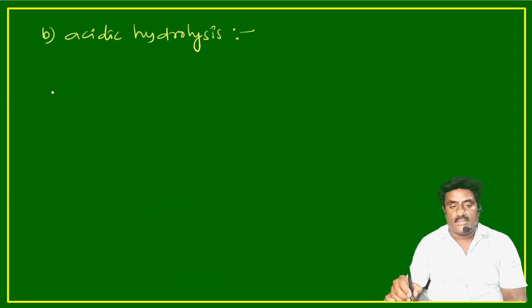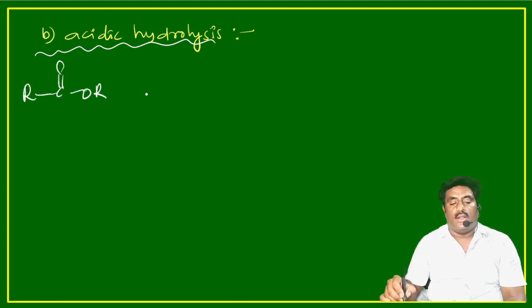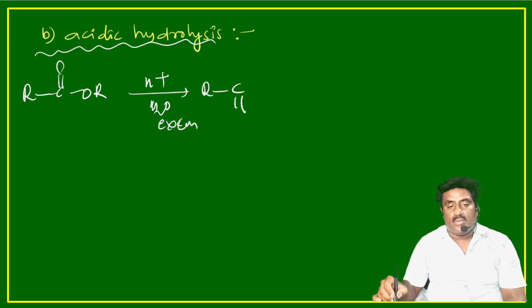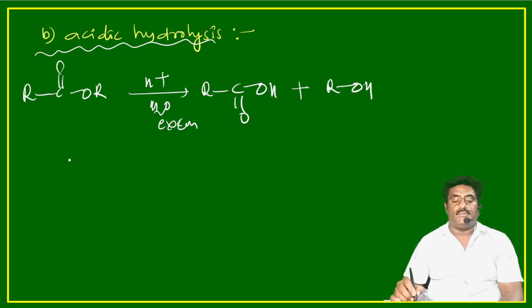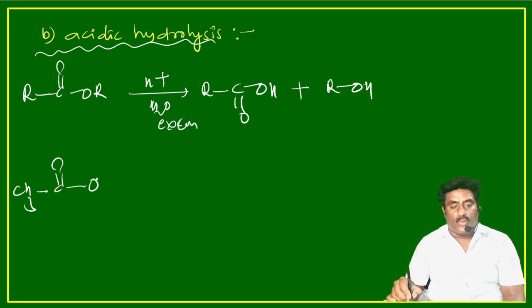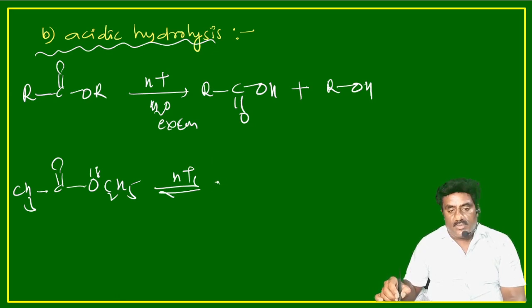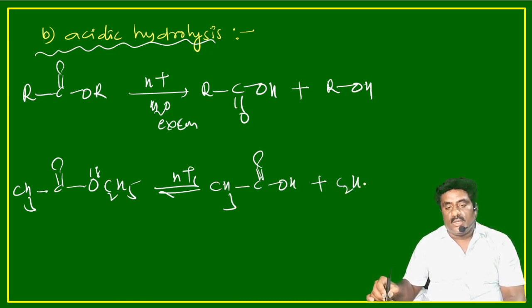Have a look at acidic hydrolysis. Ester RC double bond O OR in the presence of acidic H plus and excess H2O gives RC double bond O OH plus ROH. I am taking the example CH3 C double bond O OC2H5. Next, in the presence of H plus hydrolysis, what is the product? CH3 C double bond O OH plus C2H5OH.